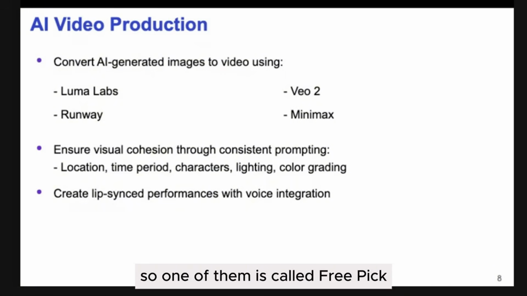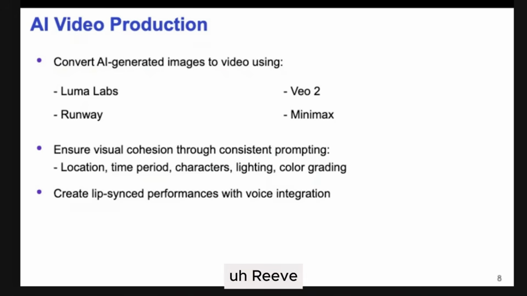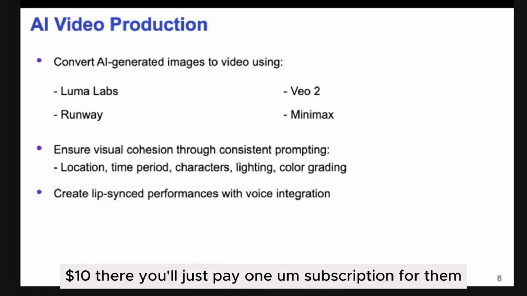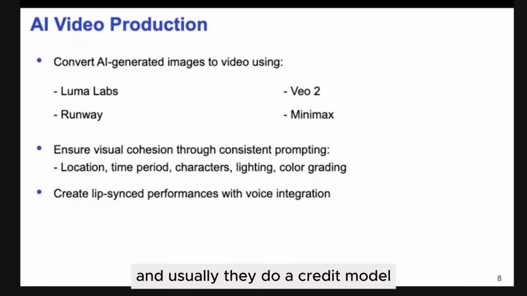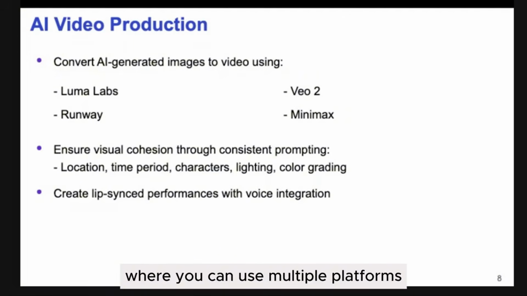So one of them is called Free Pick. And so you can have MidJourney, Ideogram, Reeve, Labs, Runway, VO2, Minimax, all on one platform. And instead of paying $30 here, $100 there, $10 there, you'll just pay one subscription for them. And usually they do a credit model. And another one is NIM. They also have the same credit model where you can use multiple platforms. And Kriya AI also gives you an option where you can use multiple platforms.